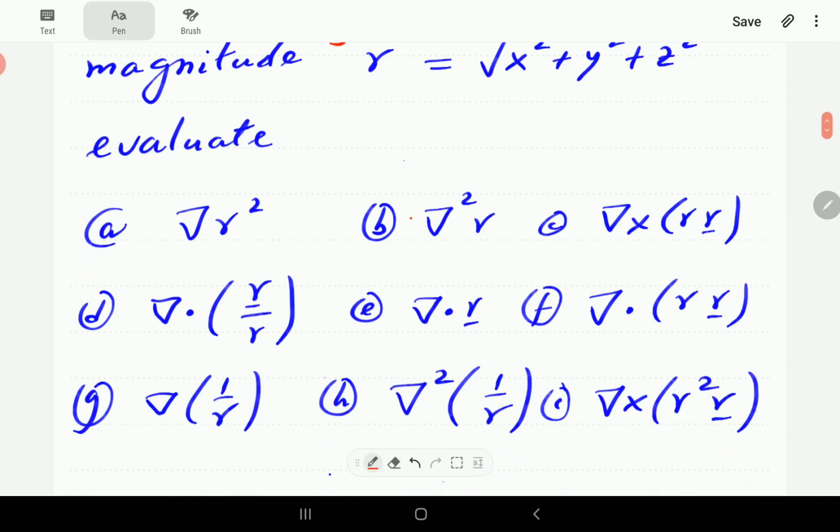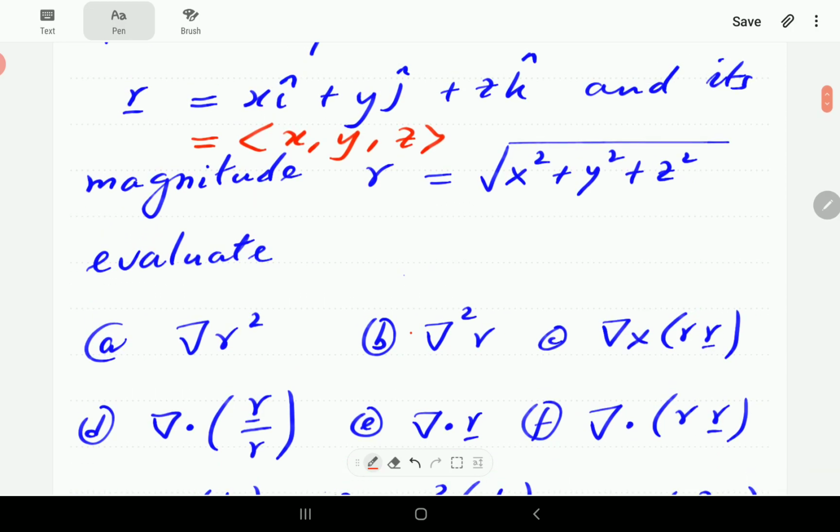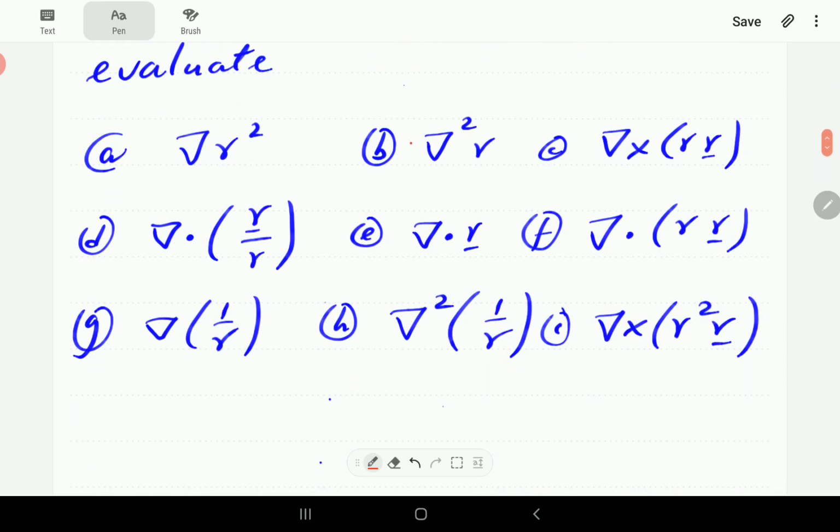So we're going to look at examples of quantities involving grad, divergence, and curl of different functions that can be formulated using these two, the vector here and the magnitude. In the first example, for instance, the grad of r squared.